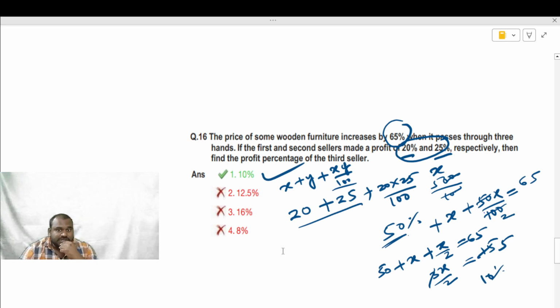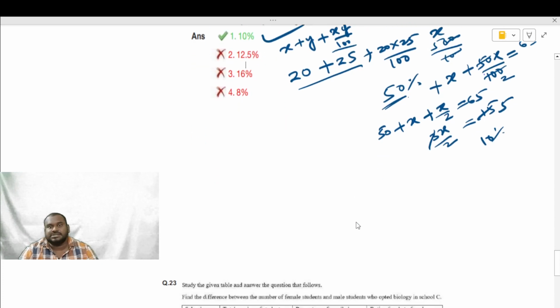You should not guess the things here because it is successive increase of profits, one after the other. One is 20%, another 25%. Then the other percent we don't know, but the effective increase is 65%. Using the first two as consecutive increases, we found it as 50% effectively. Then we assumed the coming one as X, and then we calculated it as 10%.